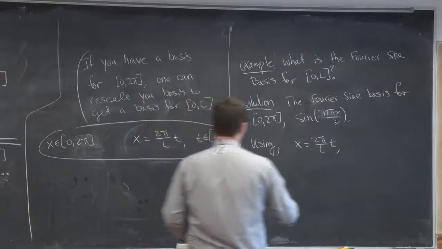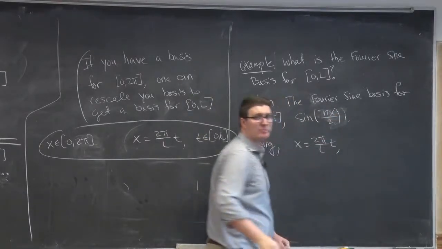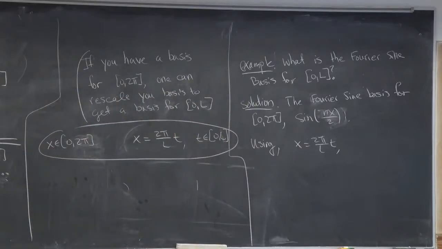Sorry, this is not n pi x, this is nx. So I was worried because I would have gotten a pi squared. I'm using this one here. Yeah, because these cancel, right? This is this one.